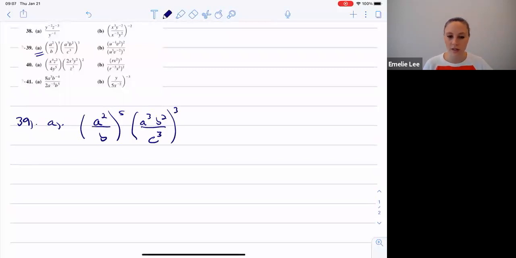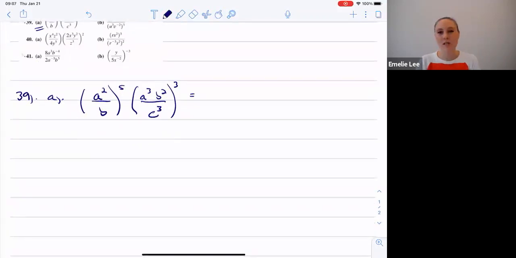There are a couple of ways that you could do this, right? If you prefer to bring this b from the denominator upstairs, then you would have a to the power of 2 times b to the negative 1. And then you could bring this c to the power of 3 upstairs. Upstairs, not really proper terminology, but I think we all know what I mean, into the numerator. And then you can bring this 3 onto each of the terms. What I'm going to do is bring this exponent inside first. But like I said, there are lots of options. As long as we end up in the same place at the end, then what you've done is likely correct.